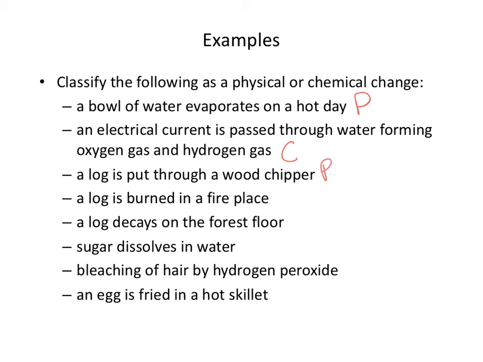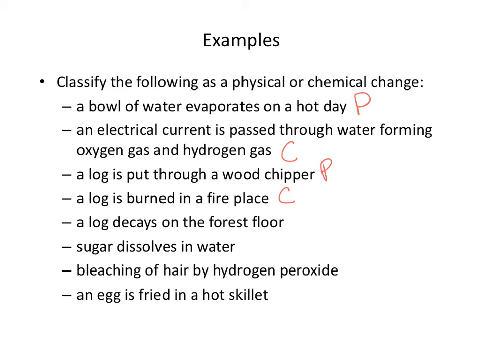Now if I take that log and I burn it in a fireplace, that's an example of a combustion reaction. And when we burn things, we convert that substance into carbon dioxide and water, which are different chemical compounds than the ones that made up the wood, and so that would be an example of a chemical change.